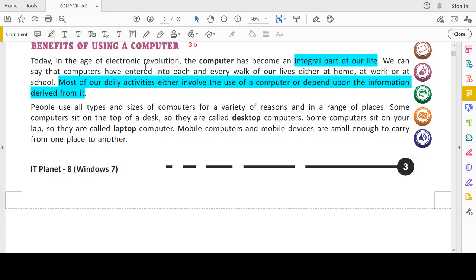Like what are the activities you are using them for at home? You are using them for some educational purpose, for some entertainment purpose, or at work also you are using it for record keeping, employee management, employee record keeping, keeping records of the business transactions. Each and everything you are doing with the help of a computer.